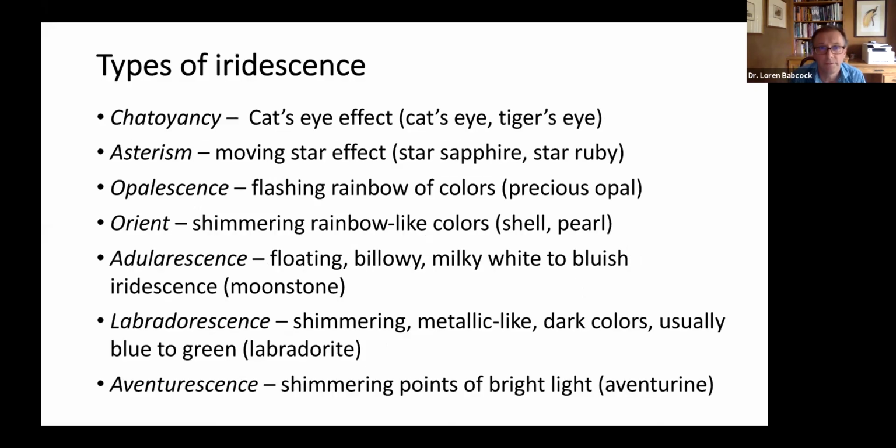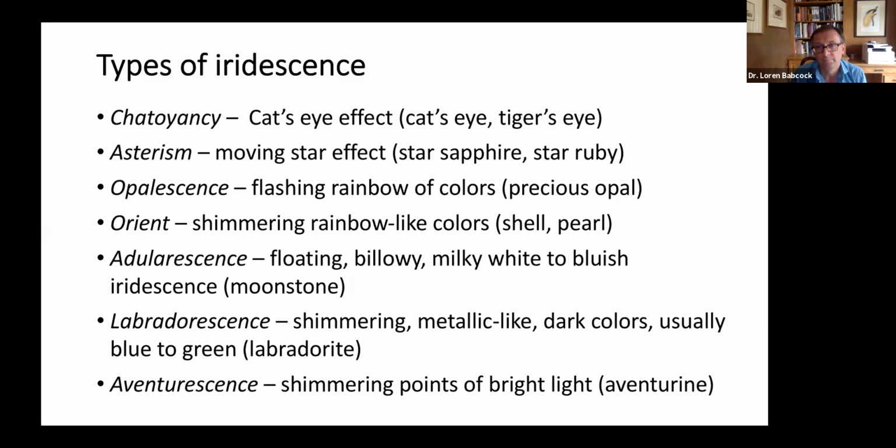Some examples of iridescence are things like the cat's eye effect or chatoyancy. Some of you may have seen that before. Asterism is a moving star effect. Opalescence is a flashing rainbow of colors, which we see in precious opal, for example. Orient is the rainbow color change you see in shell and pearl, things like this. And then there are three things that appear in various kinds of feldspar minerals. They're called adularescence, labradorescence, and aventurescence.